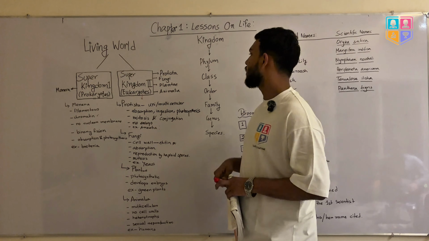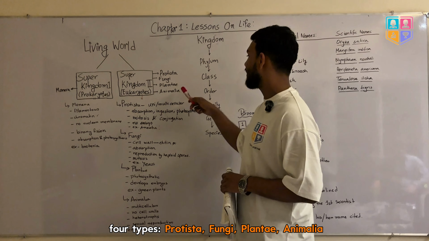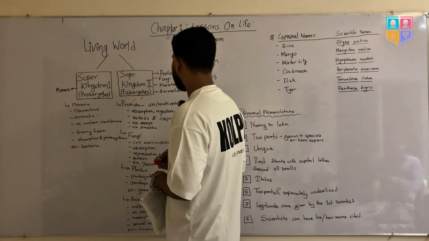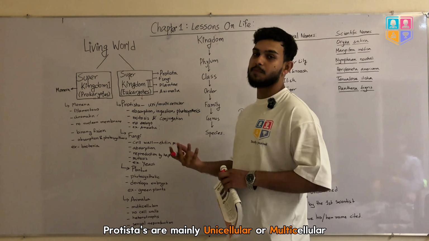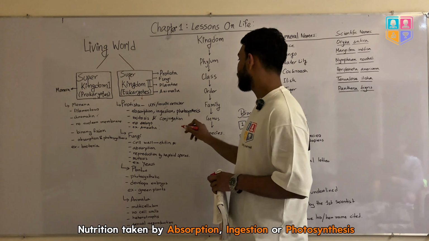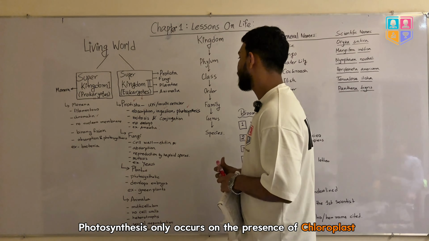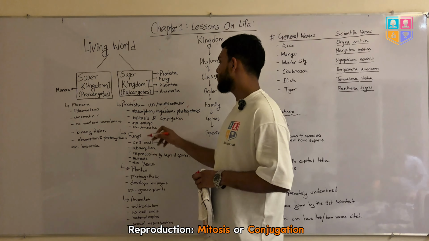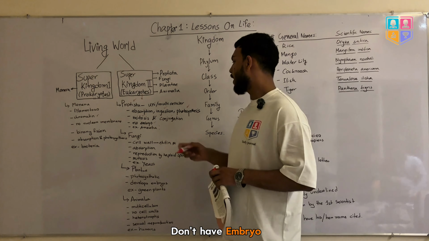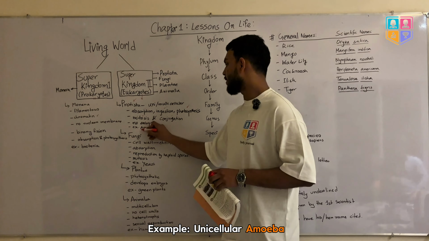Next, we move on to our Super Kingdom 2, and there are four types: Protista, Fungi, Plantae, and Animalia. Let's move on to Protista at first. These are mainly unicellular or could be multicellular organisms. They take their nutrition by absorption, ingestion, or photosynthesis, and photosynthesis is only applicable in the presence of chloroplast. The type of reproduction is either by mitosis or by conjugation. They have no embryo. A good example for that would be an amoeba, which is a single cell organism.